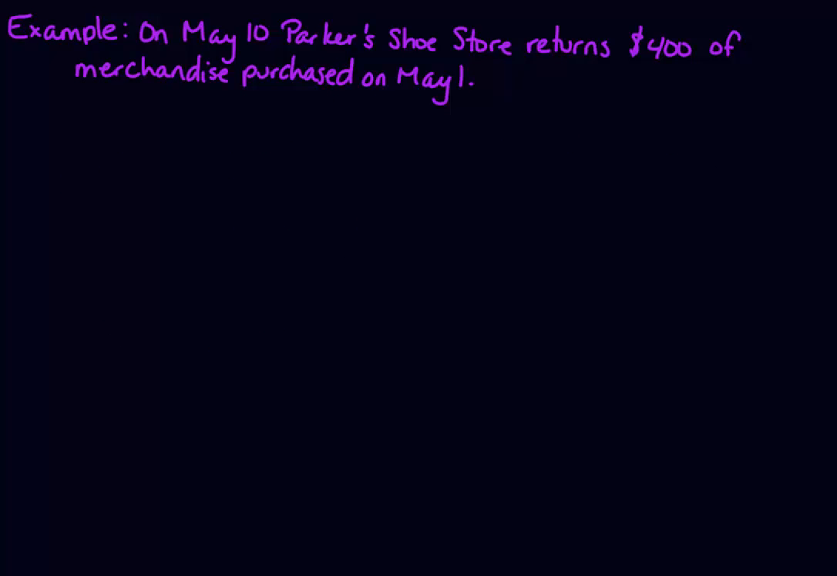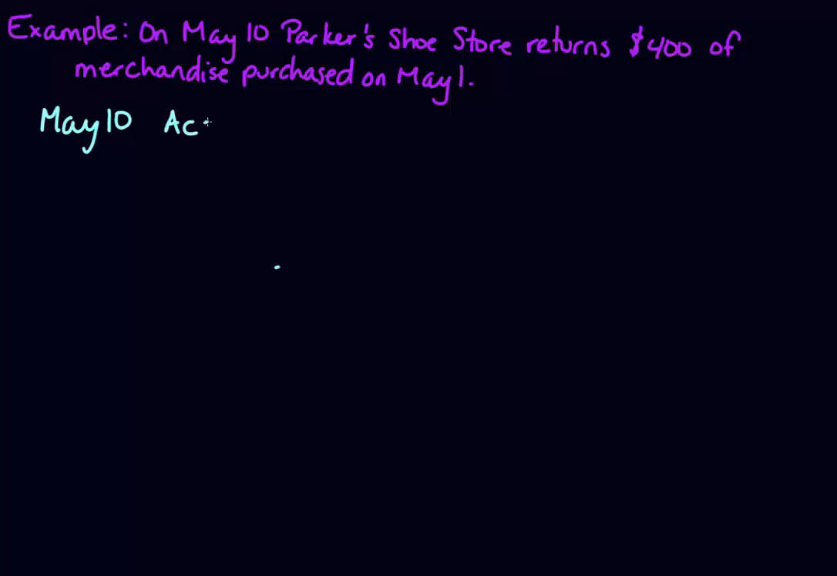So let's continue our example further. So Parker's Shoe Store returns $400 of the merchandise or inventory purchased on May 1st. So remember, because we're under the perpetual system, we always have to keep our inventory account up to date. This means when we make returns to a supplier, we decrease our inventory account. So our journal entry is going to be May 10th. We're going to decrease inventory, so we're going to credit it.